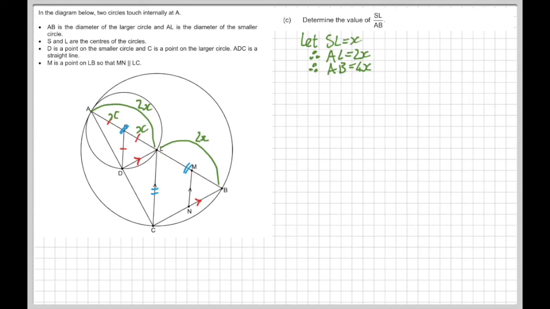I hope that you're seeing what I'm doing. I started at SL and constantly related to how I can get towards AB. Which means SL over AB is X over 4X, and the X's divide away, leaving me with 1 over 4.